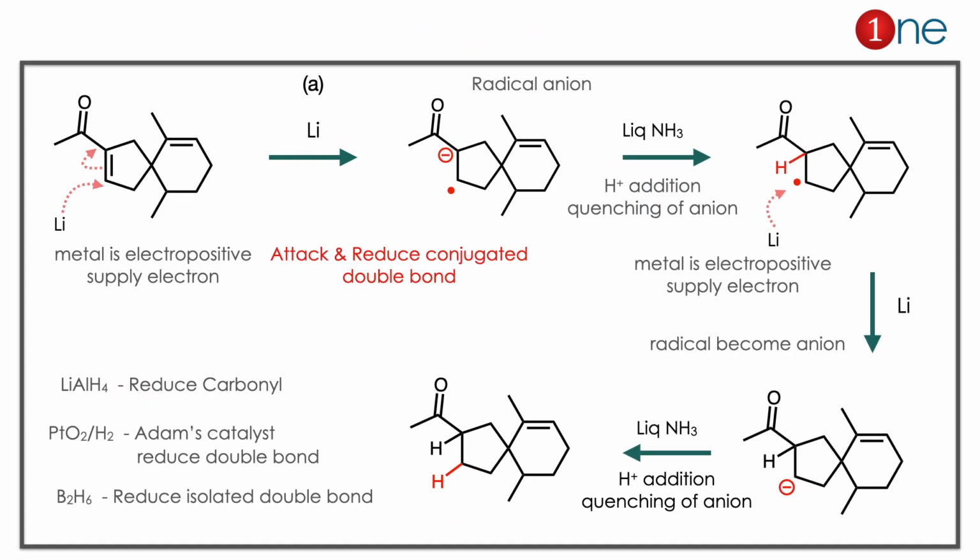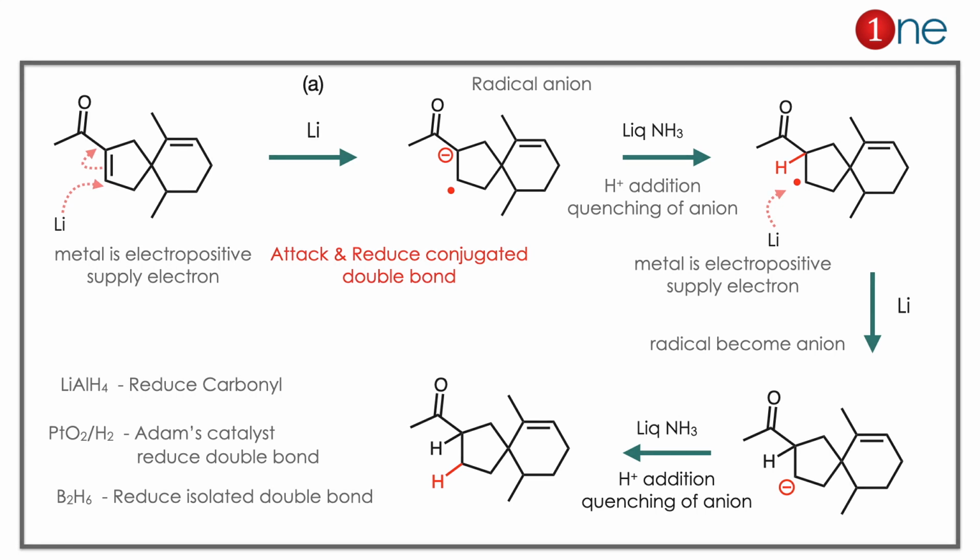In the starting material you have two alkenes. Our interest is the alkene in the conjugated position. Here lithium in liquid ammonia reduces only the conjugated double bond. Lithium aluminum hydride reduces the carbonyl. Platinum oxide and hydrogen reduce the double bond in the isolated form, and B2H6 also reduces the isolated double bond. So our only possibility is lithium in liquid ammonia.